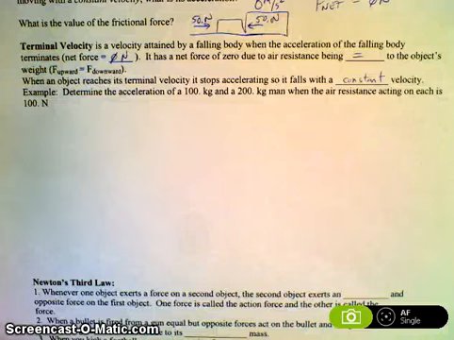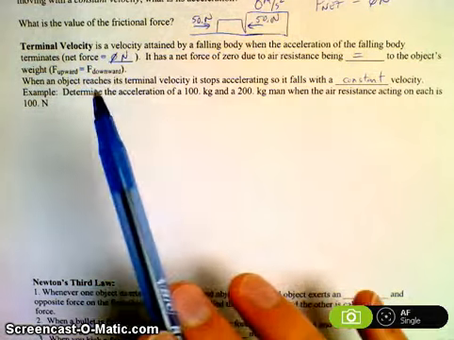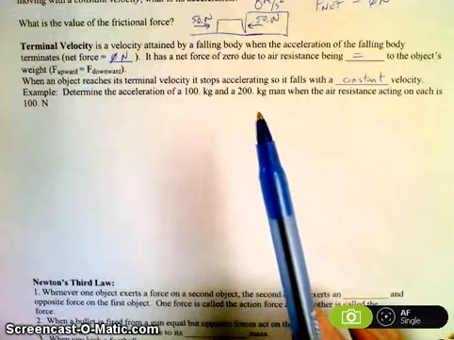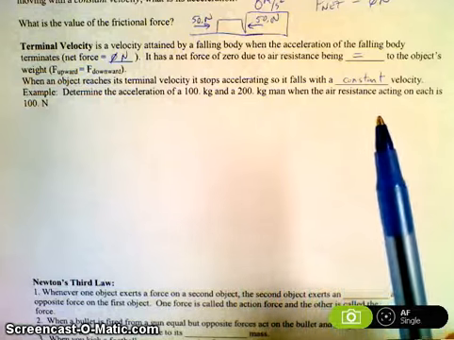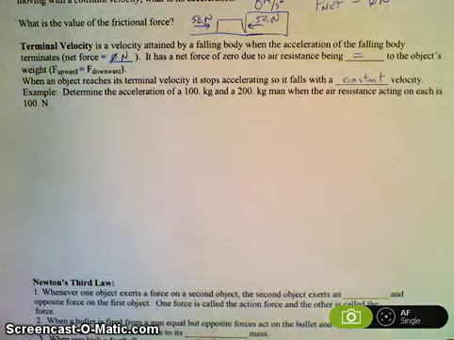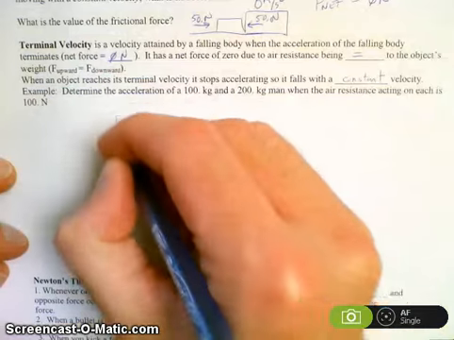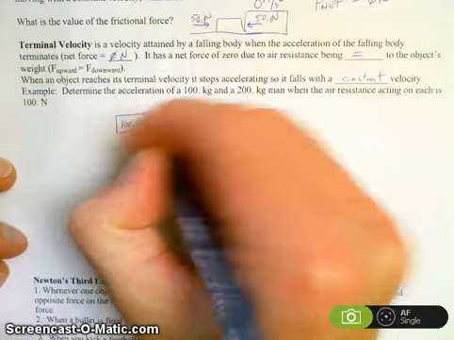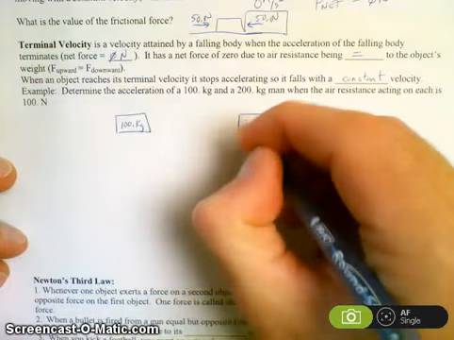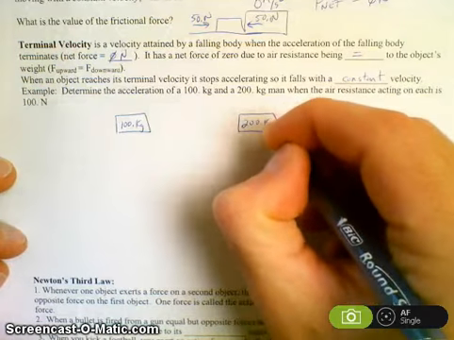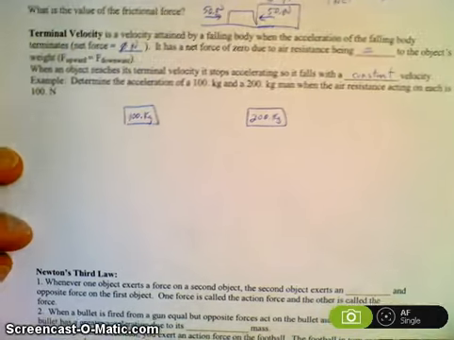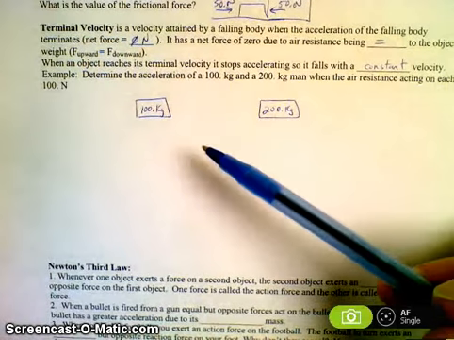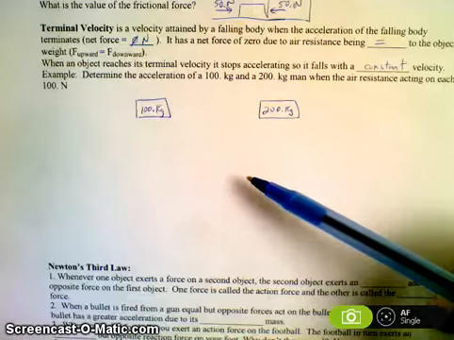So let's look at an example here of two guys. One's 100 kilograms, the other one is 200 kilograms, and their air resistance is 100 newtons on each one. So again, I'm going to draw a couple pictures here. This person weighs 100 kilograms, and this person here weighs 200 kilograms. And this is going to show how mass really affects the terminal velocity of an object.